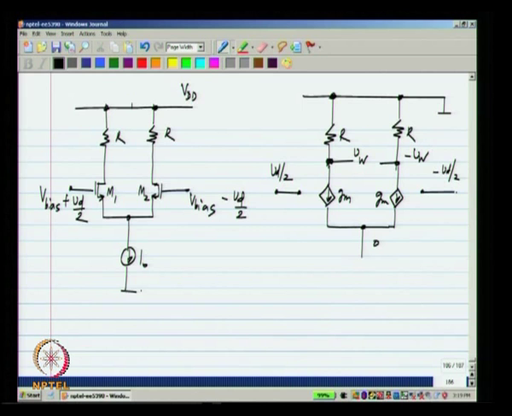So, what do I do with the differential half circuit? I will analyze only one half of the circuit. Okay. In this case, I will analyze, let us say, only this half. Now, how do I do that?